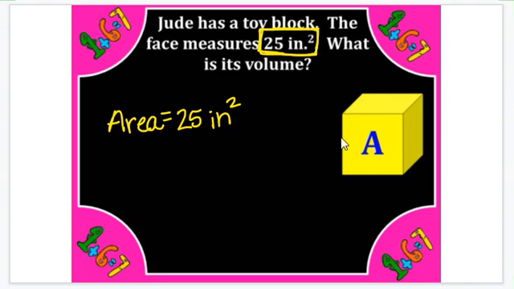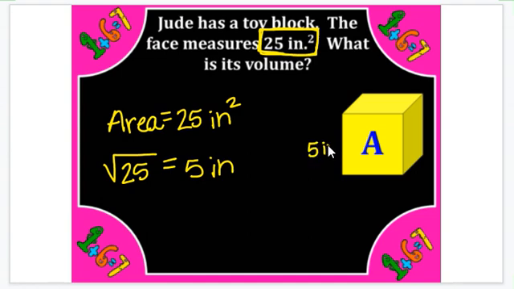Well, since we know the area, we can work backwards and find the side length. So do you remember how to do that? Well, how do we undo this squaring? By taking the square root. So since we're given the square, we're going to undo it by taking the square root. So the square root of 25 gives me 5. And now we know the length of each side.